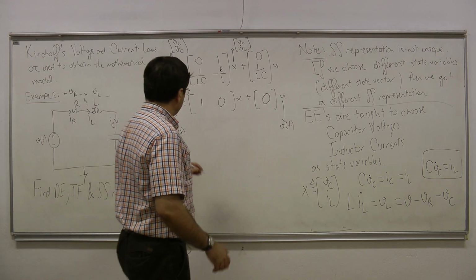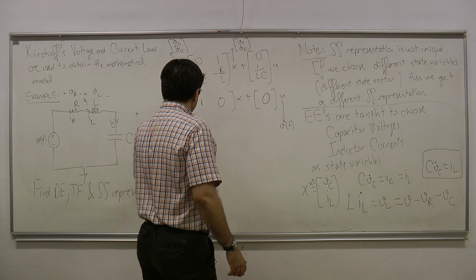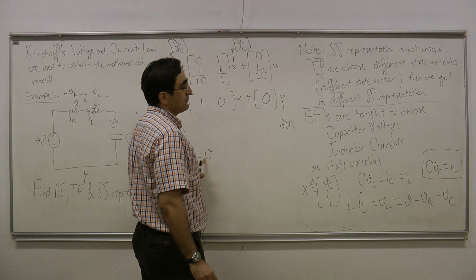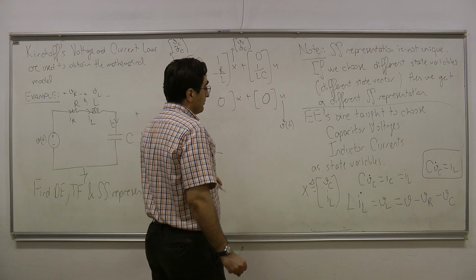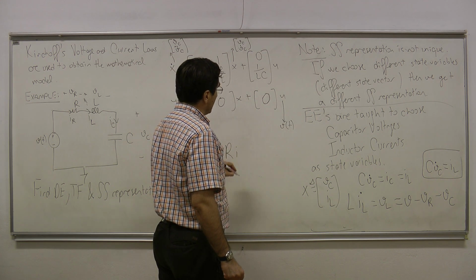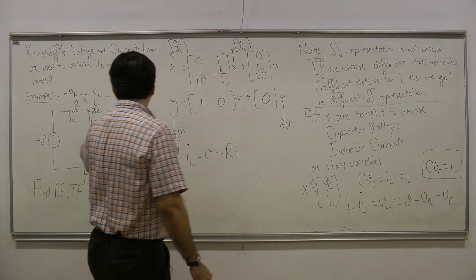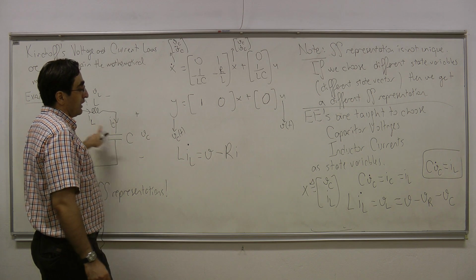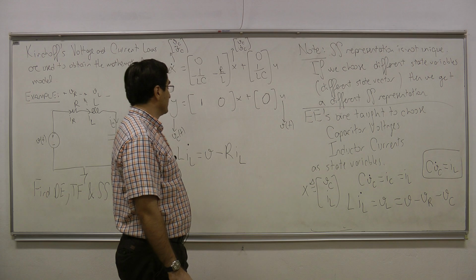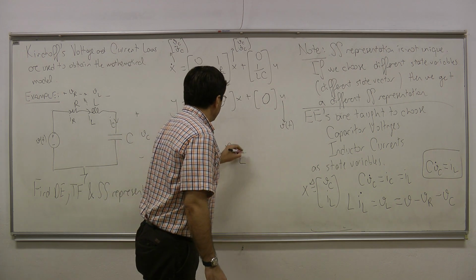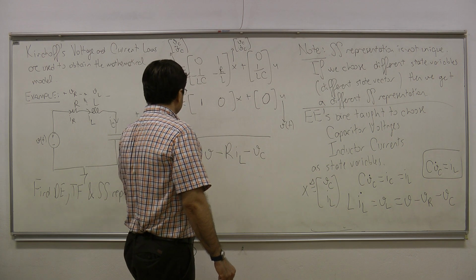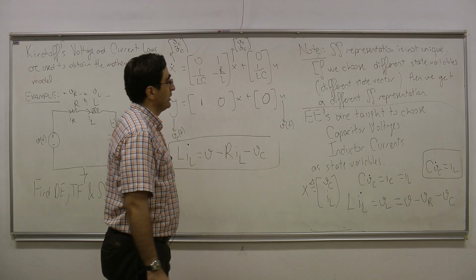So this is going to be L times IL dot is equal to V, I can keep this term because it's the input, minus, instead of VR, I write R times IR. But IR is equal to IL, which is one of the state variables here. So this is going to be R times IL, minus VC, which is already one of the state variables. So this is my second state equation.